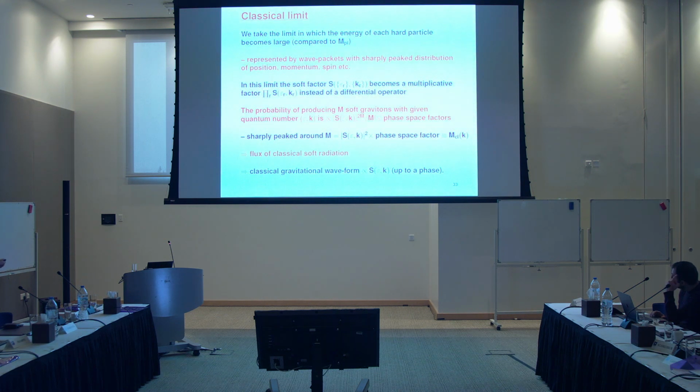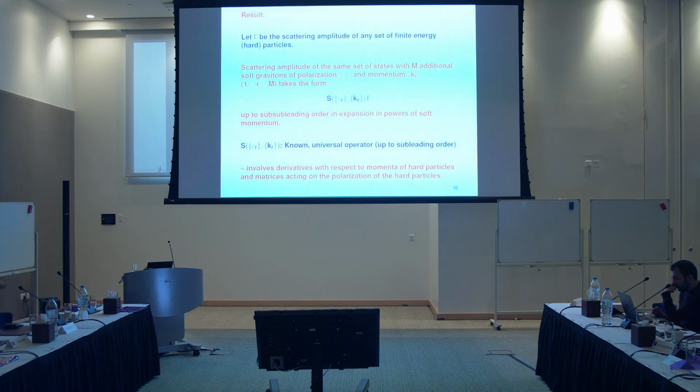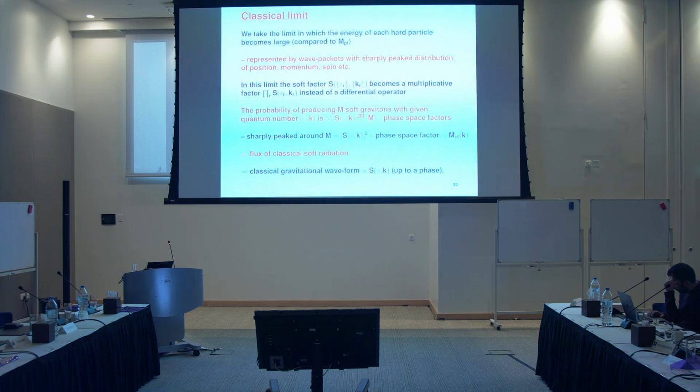So what one finds is that in this limit the soft factor becomes a multiplicative factor instead of a differential operator, because after all I said that this involves derivatives with respect to momenta. But if the wave function is highly peaked in position space, then the derivative with respect to momentum can be replaced by the position x mu, because after all del p mu is proportional to x mu, up to factors of i. That is the way we convert this differential operator into a multiplicative factor. Furthermore, one finds that this multiplicative factor becomes a product of factors, one for each soft particle. Instead of being a complicated function of all the epsilons and all the k's together, you now have a product over each soft particle individually, and there is a single factor S which depends on one polarization and one momentum.